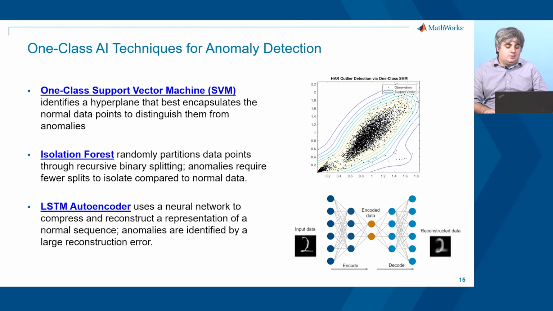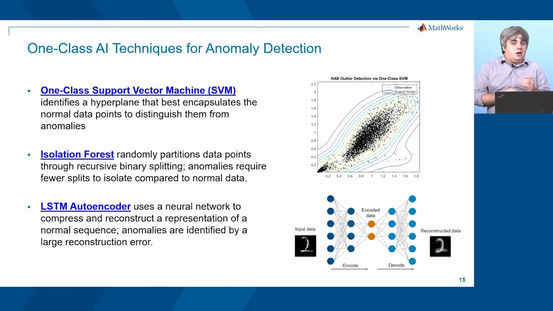And then the last one is the LSTM autoencoder. This is a deep learning approach where we take that original data set and train a representation of it that can then be used to reconstruct the data. The idea is if we're only doing it with normal data, then it can reconstruct normal data well.